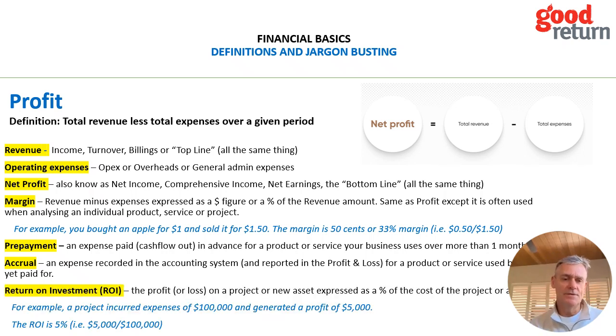And then the other term that's often used in relation to profit is when you're looking at an individual project or an investment in an asset and looking at the net profit that particular project or investment generates. So let's say you were running a project that was going to cost $100,000 and you generated a net profit from that particular project of $5,000. The return on investment is simply the profit divided by the total cost of the project expressed as a percentage. So in this case, it's $5,000 over $100,000, which is 5%.